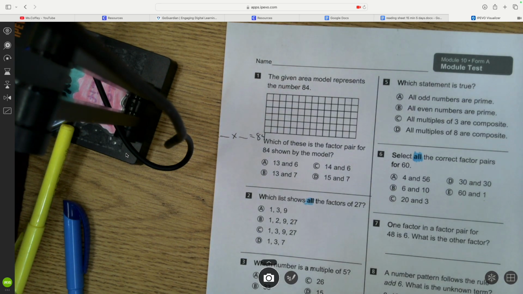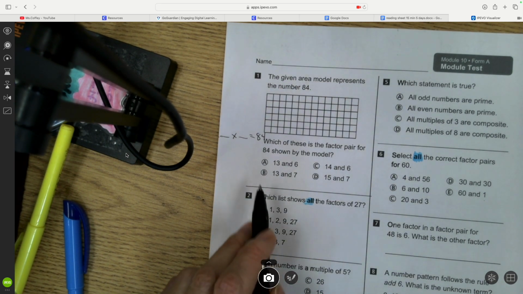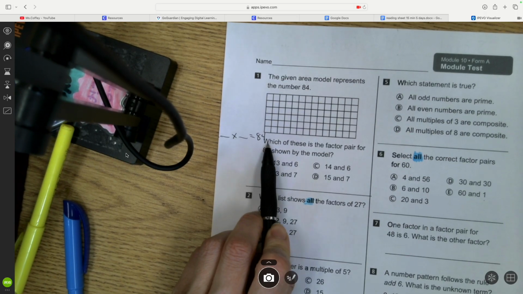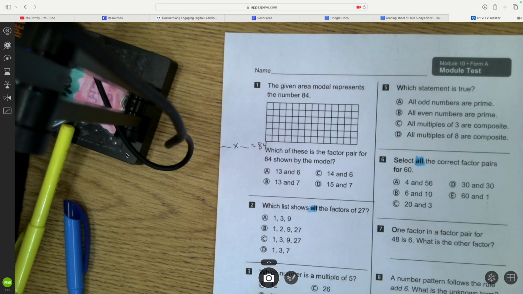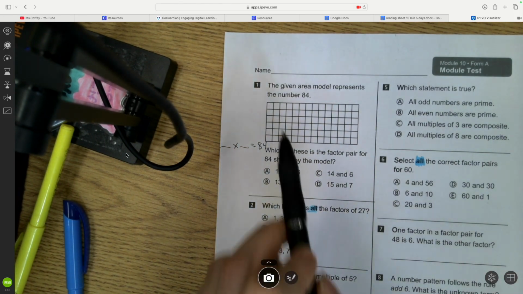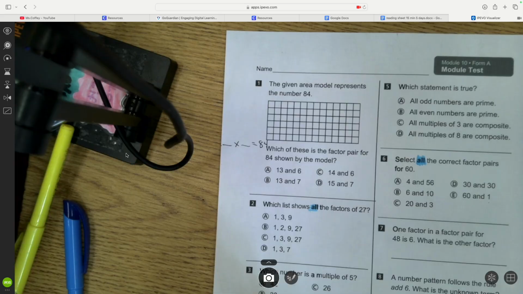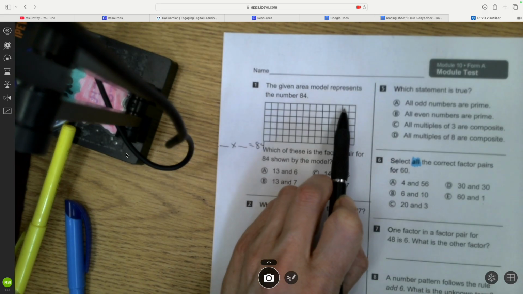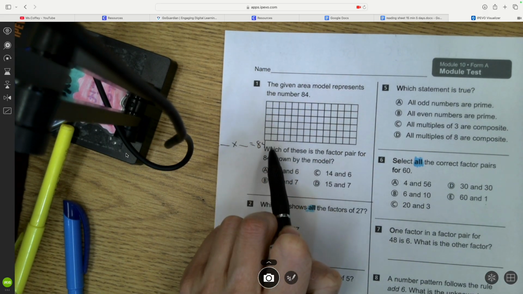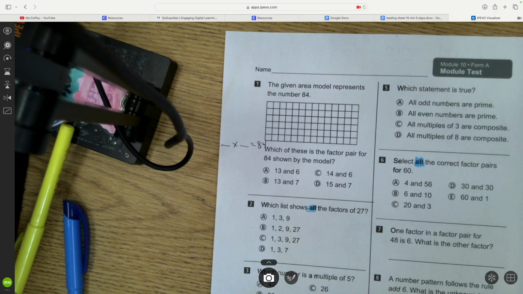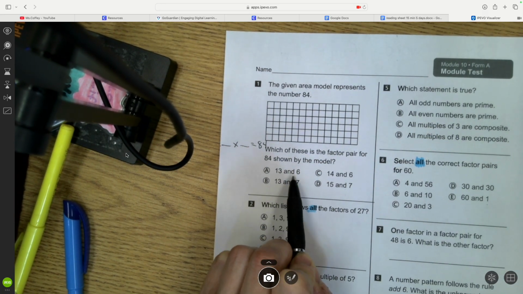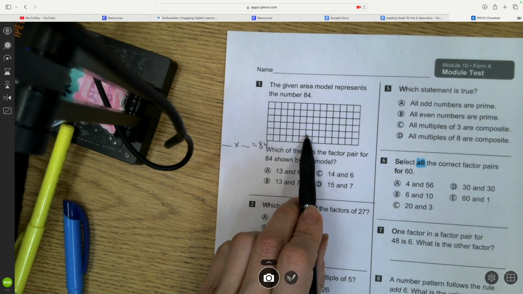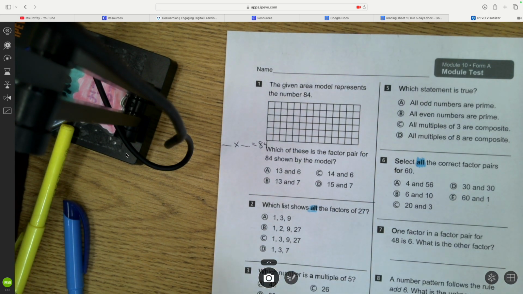So again, a factor pair are two numbers that are multiplied together to get a product. Here, we're looking for the product 84, but it needs to reflect this model, this area model. So remember the formula for area is length times width, okay? So what you're gonna do, you're gonna count out the length. That's gonna be one factor, and the width is another factor. Or you could think of it as counting rows and columns, okay? Because this is also an array. And then you're gonna choose which two factors, which factor pair is shown in the model, okay? All right, let's keep going.